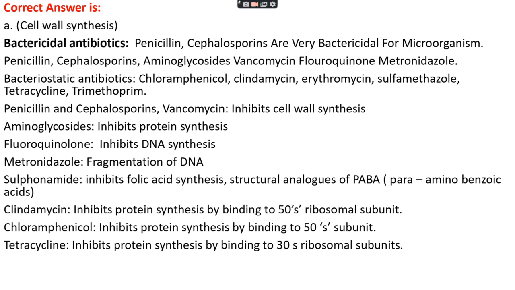Metronidazole also causes fragmentation of DNA, while sulfonamide inhibits folic acid synthesis. It's actually a structural analogue of PABA, that's para-aminobenzoic acid. Okay. And clindamycin mainly inhibits protein synthesis by binding to the 50S ribosomal subunit. Chloramphenicol also inhibits protein synthesis by binding to the 50S subunit. Okay. Tetracyclines actually inhibit protein synthesis by binding to the 30S ribosomal subunit.